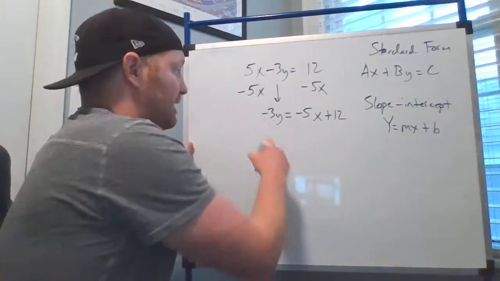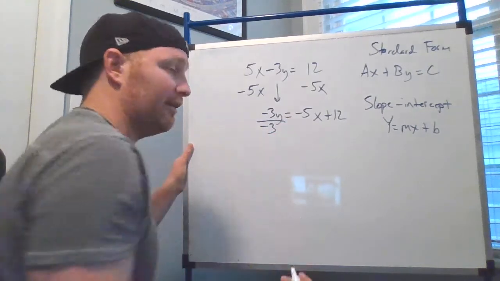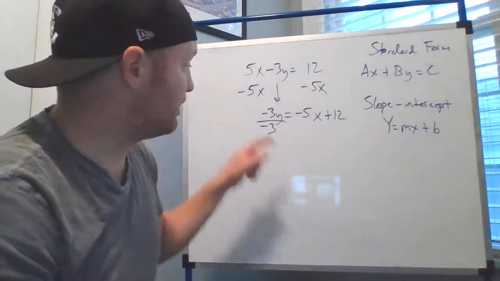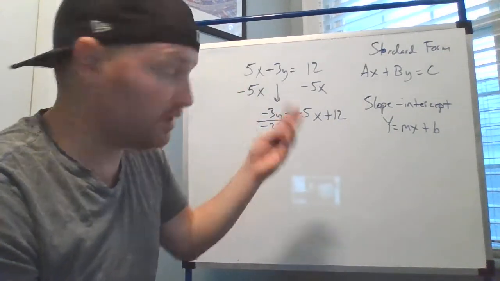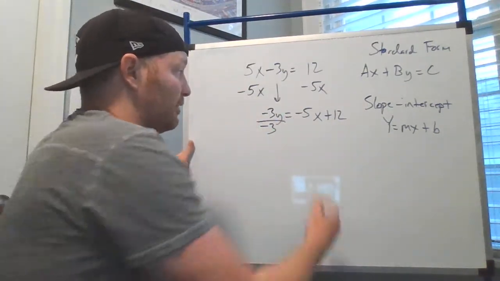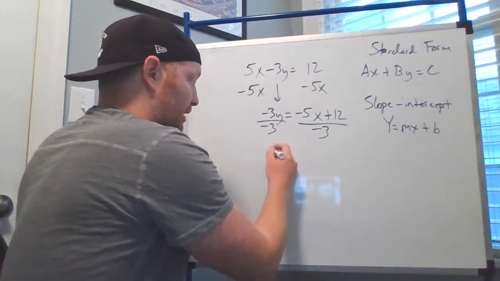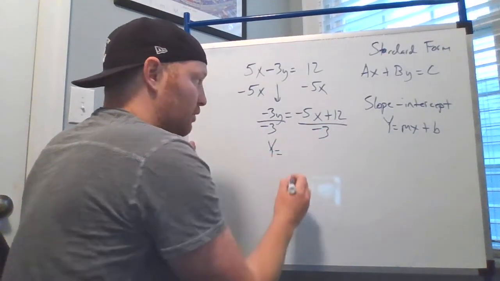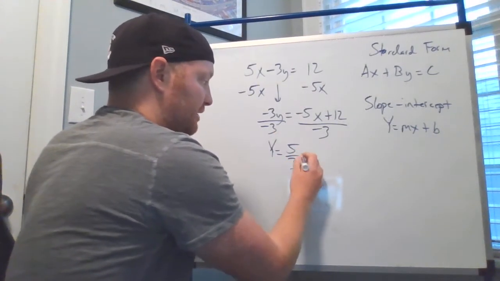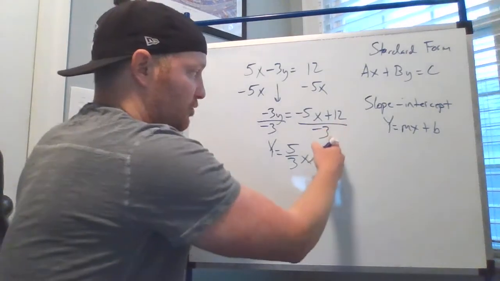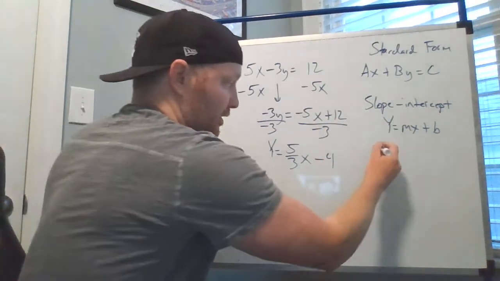Last but not least, I need to get rid of this -3 that's attached to the y, so I'm going to divide. Remember inverse operations: -3 is attached to the y by multiplication, so just do the inverse. Divide both sides by -3. Now y equals negative over negative, which is a positive 5/3 x, and 12 divided by -3 is -4.